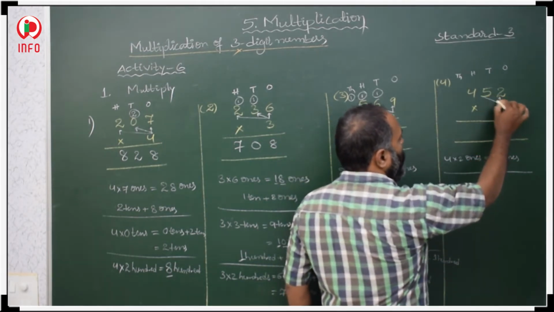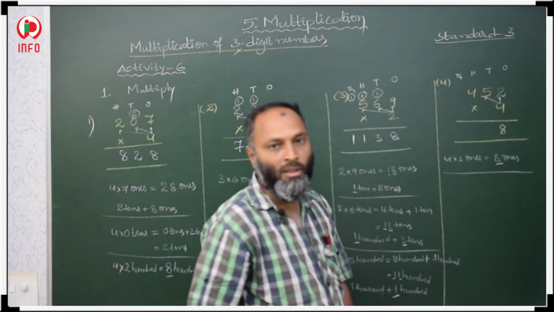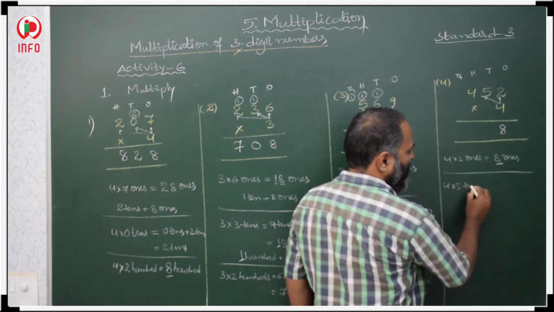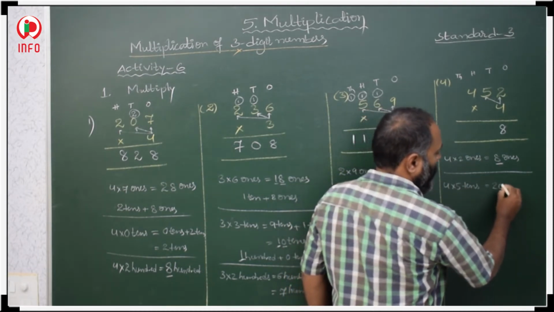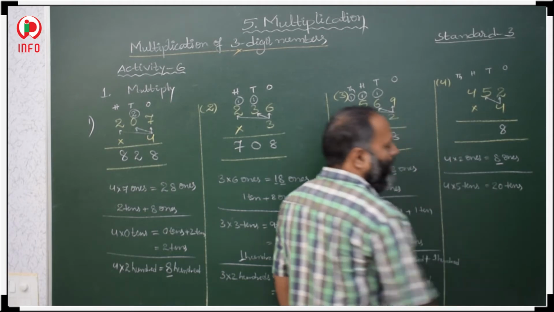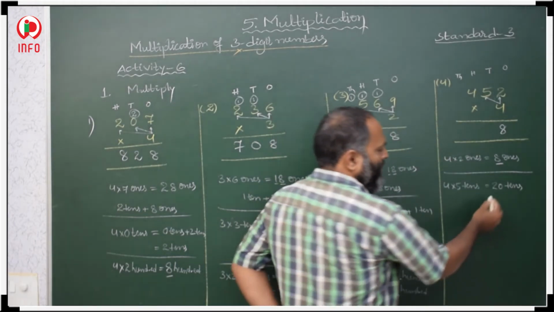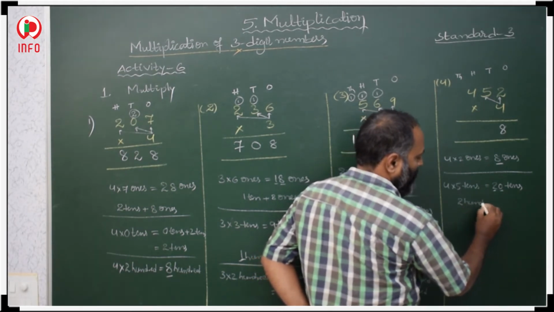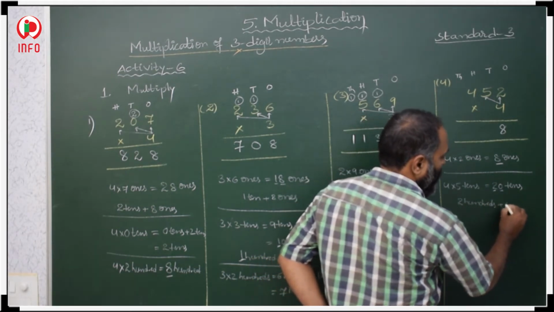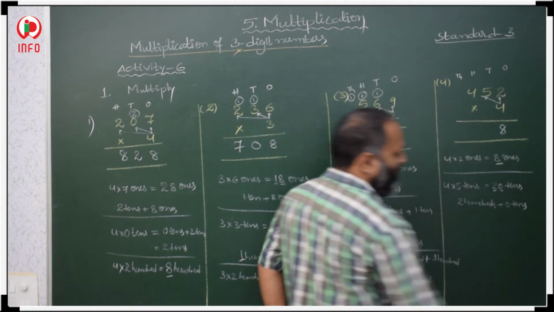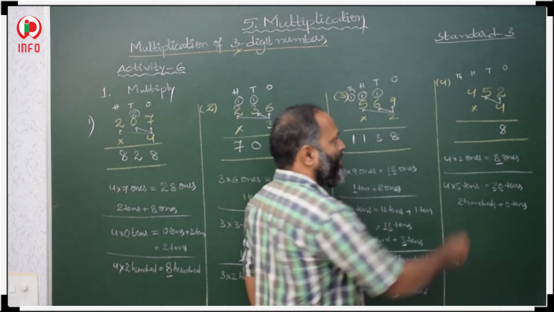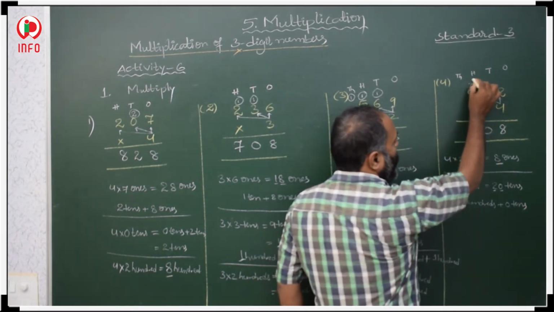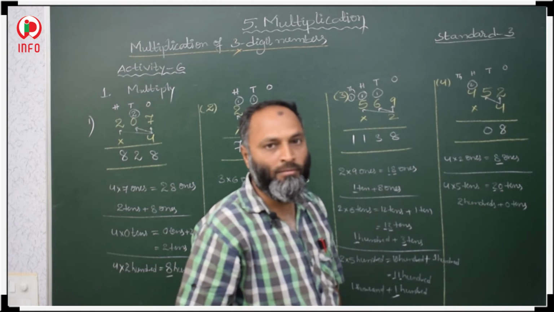Now we multiply with tens. 4 with 5 tens, 4 into 5 tens, 4 5s are 20 tens. 20 tens means 0 tens and 2 hundreds. In the place of tens we write 0, and the 2 hundreds, this 100 you take carry over on the hundreds place.